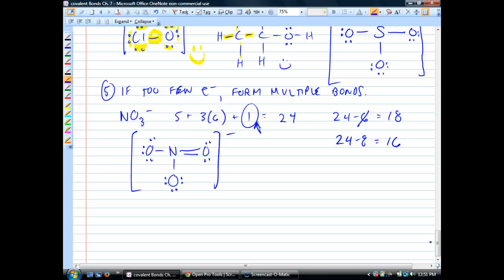All right, so that is the first kind of problem that we might see in N2. We find out that we've got 10 valence electrons, and so we end up having to make a triple bond in order to satisfy everybody with only 10 electrons.